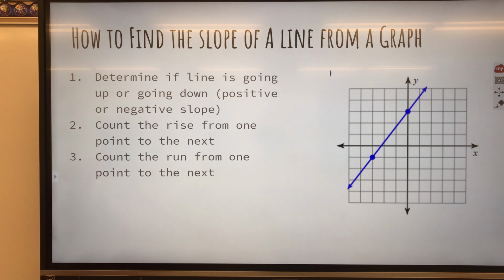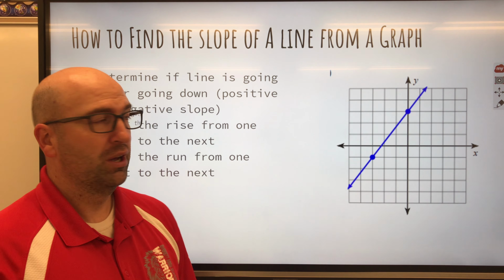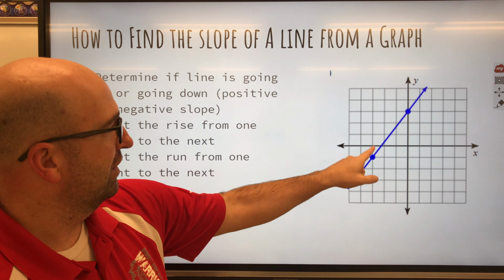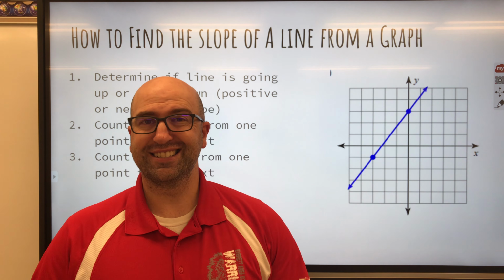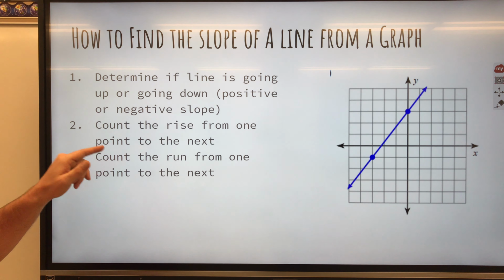So how do we find the slope of a line from a graph? First, if the line's going up or down, we know it's a positive or negative slope. So, do I have a positive or negative slope here? Well, my line's going up from left to right, so I already know that my slope is going to be positive. Second thing, I'm going to count the rise.